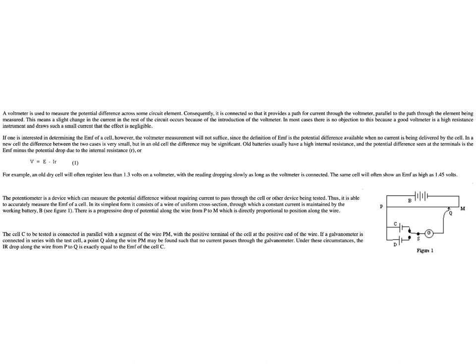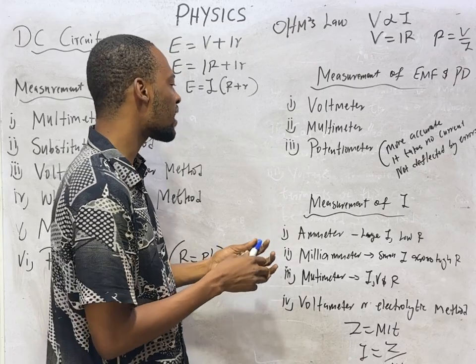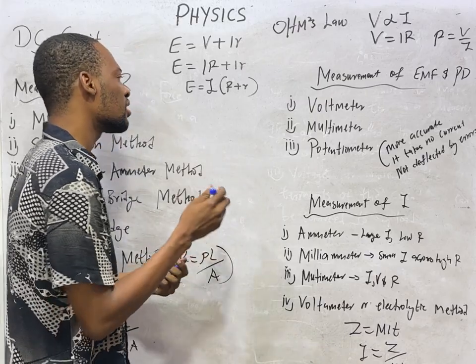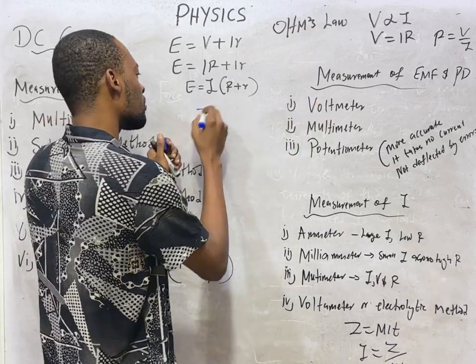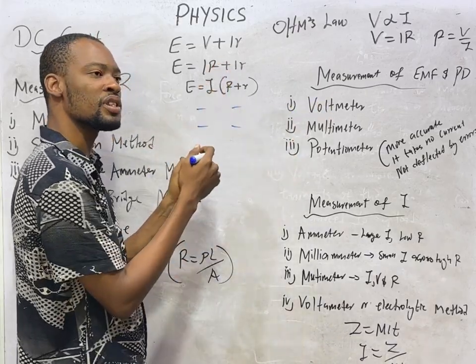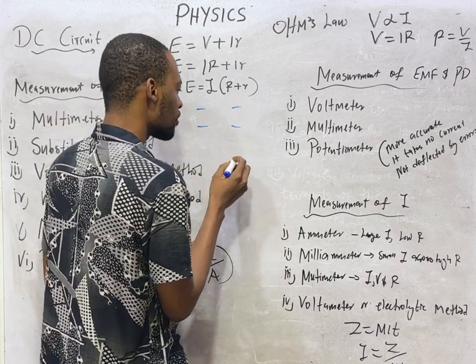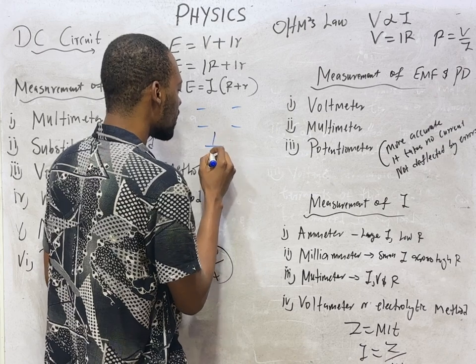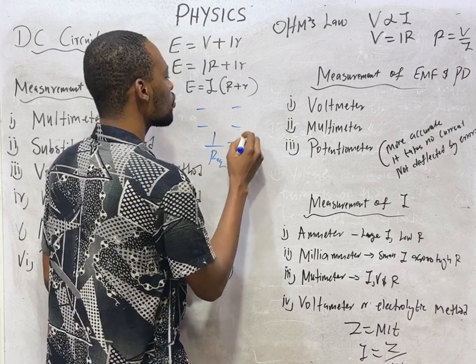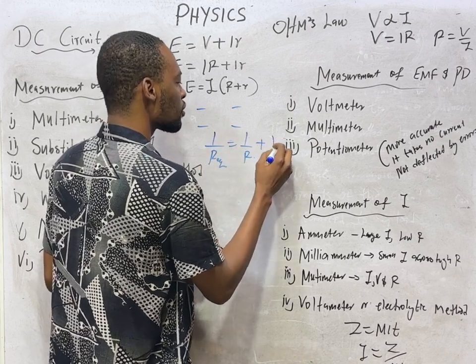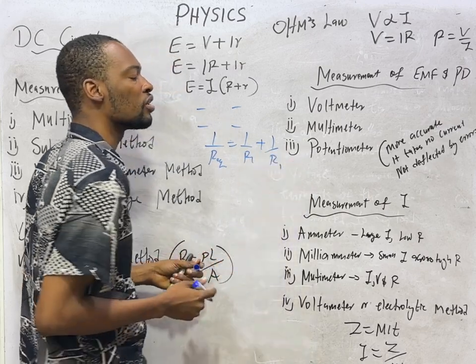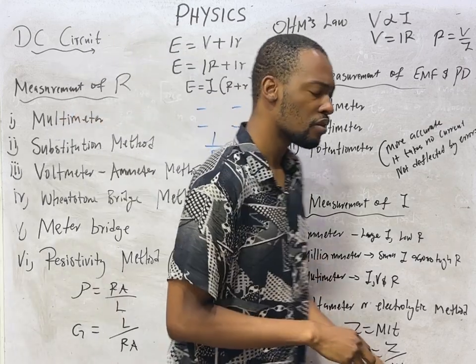Resistors can be connected in series or in parallel. In series, they are joined together and the equivalent resistance is adding everything together. But in parallel, they are connected side by side, positive to positive, negative to negative. For parallel connection, 1 over the equivalent resistance equals 1 over the first resistance plus 1 over the second resistance, and so on, depending on the number of resistors.